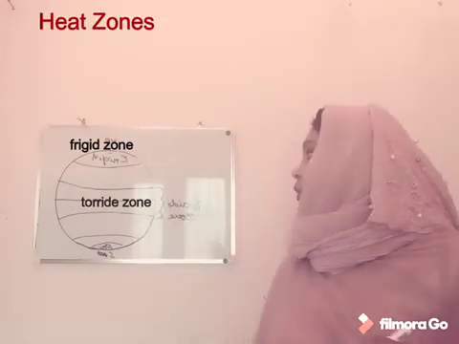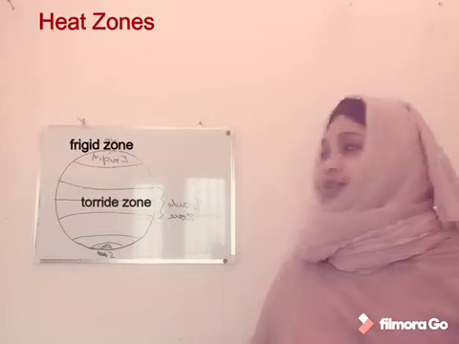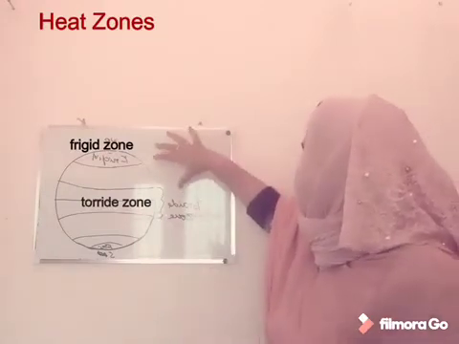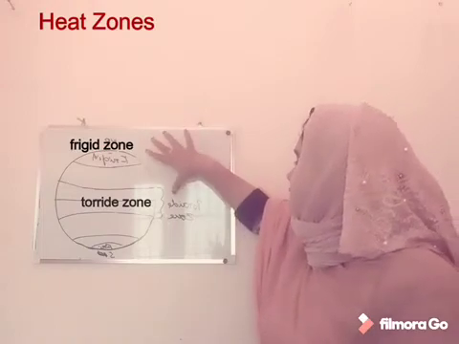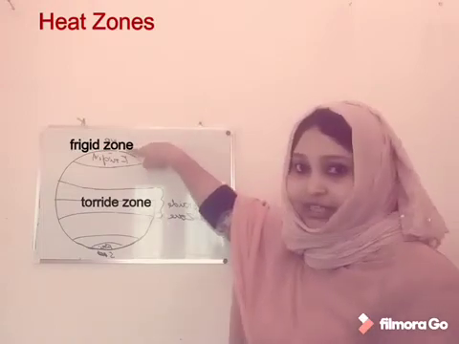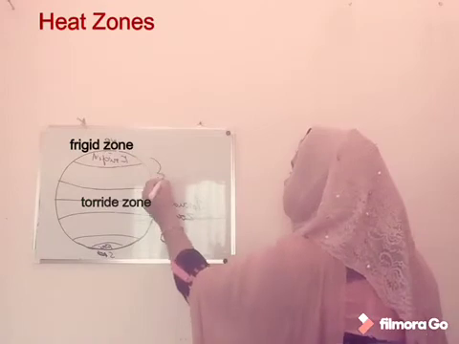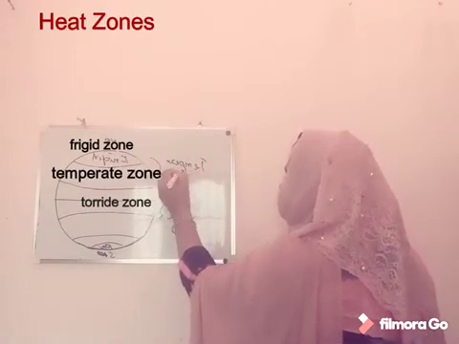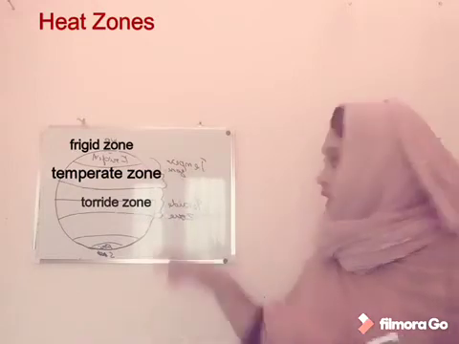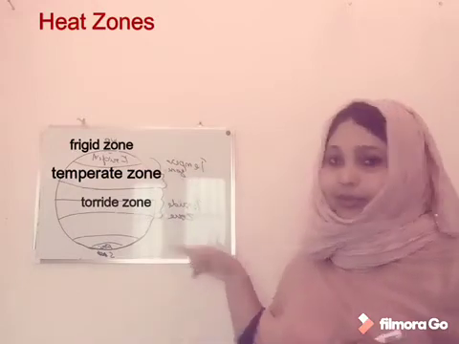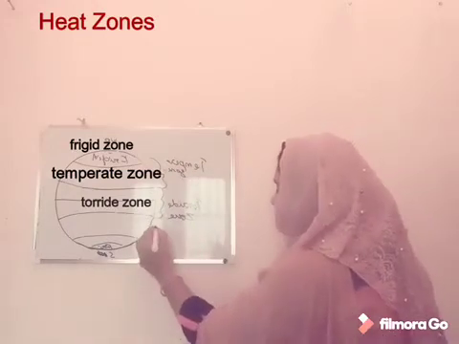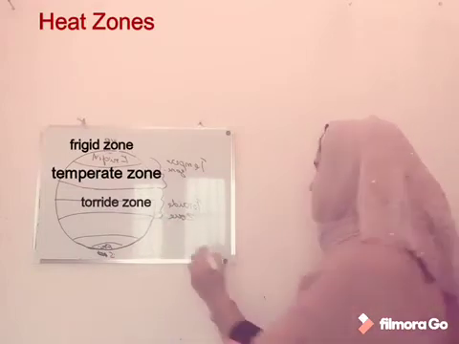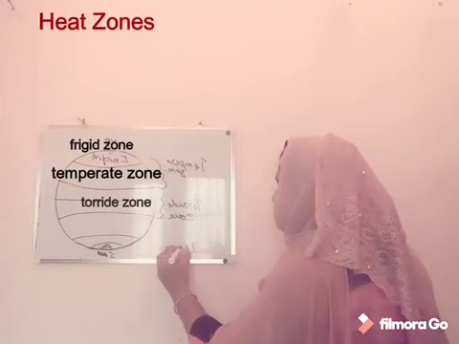And what about the temperate zone? Of course, the temperate zone lies in between the torrid zone and the frigid zone. So here is the temperate zone, and we have it in both hemispheres. On the southern side also, we have the temperate zone in between the torrid zone and the frigid zone.